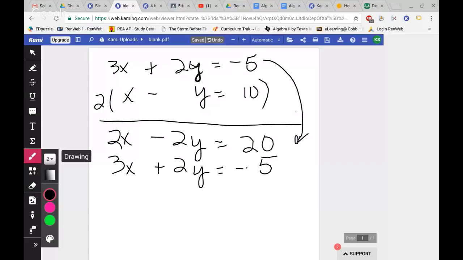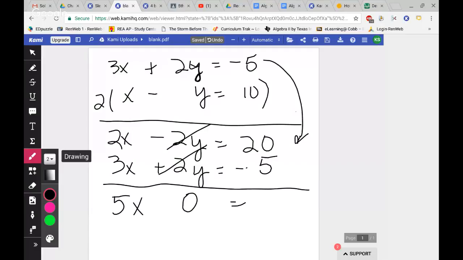Now, look at my y's. Those are opposites of each other, right? So that's why I multiplied that second equation by that 2, in order to create that situation where the y's are opposite of each other and they will cancel each other out or eliminate each other. And that's going to give me 0 right there, which is the goal if I add these two together. So 2x plus 3x is 5x equals, and then 20 plus a negative 5 is 15. I'm going to divide both sides by 5, and that's going to give me x equals 3.